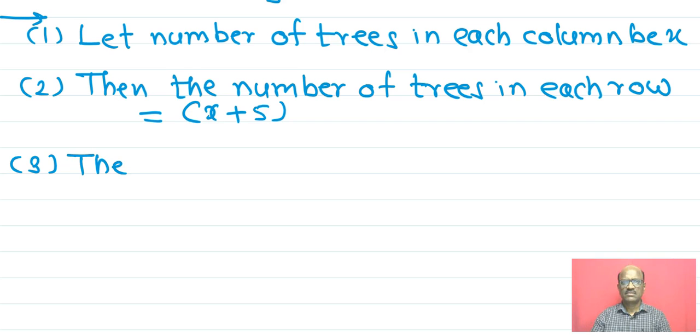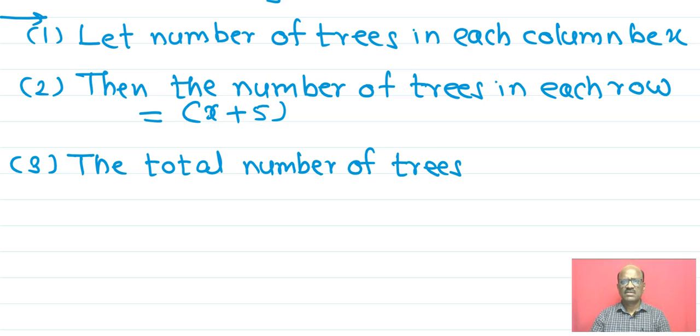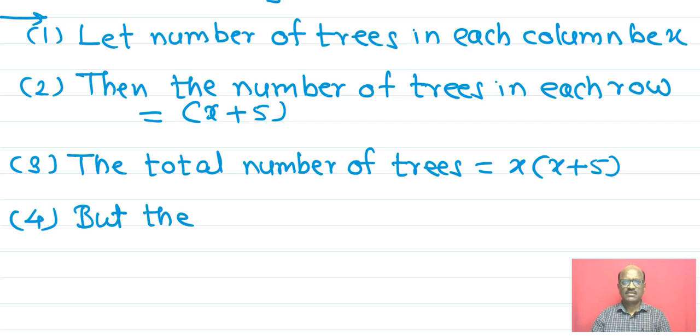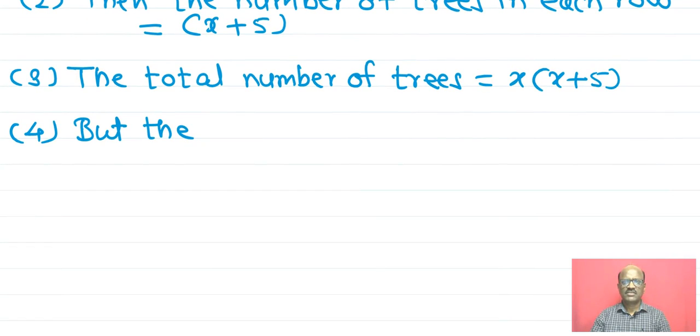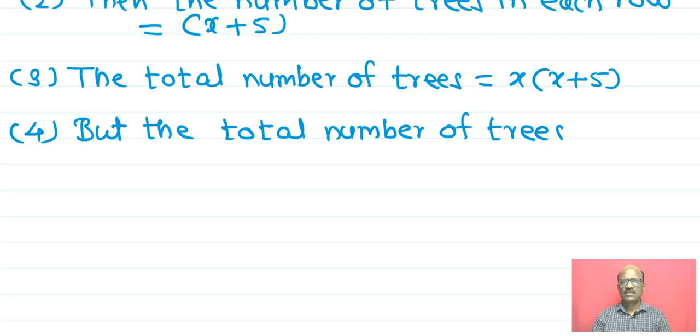Third, the total number of trees is x into (x plus 5). Therefore, fourth step, but the total number of trees is given. That is, the total number of trees is given.